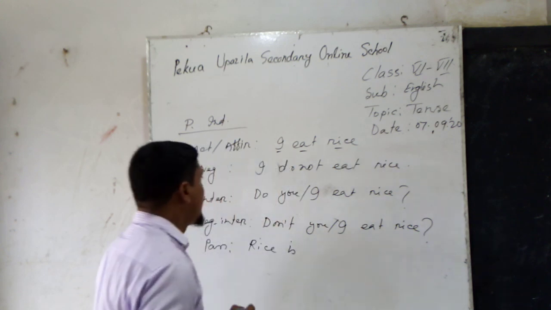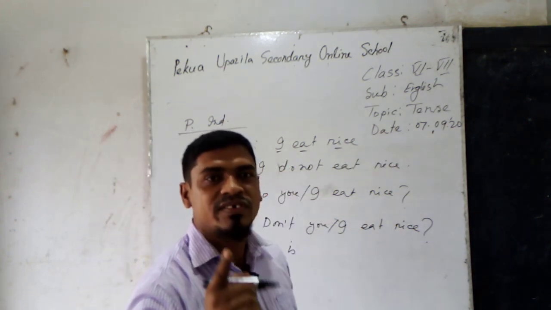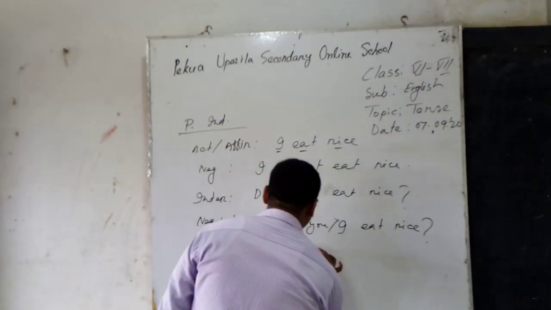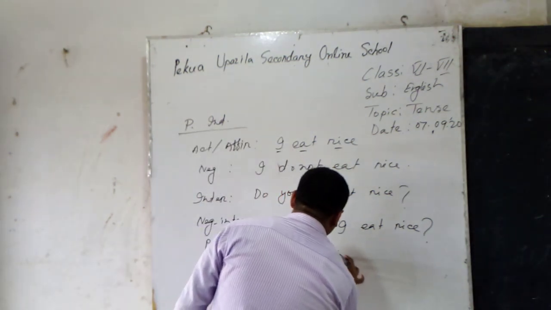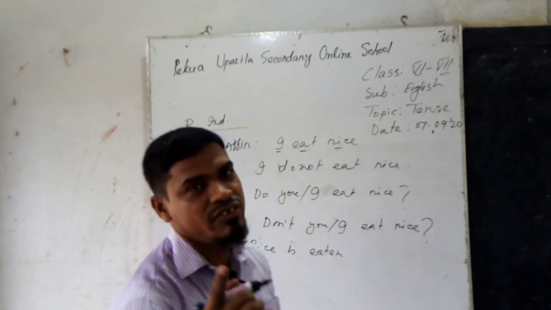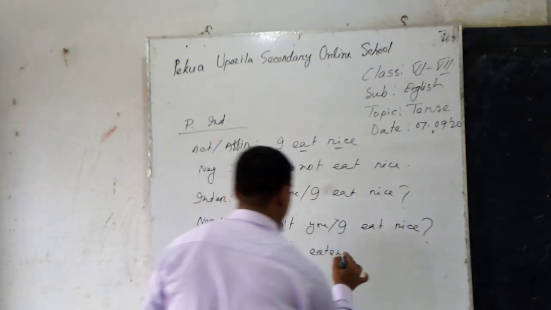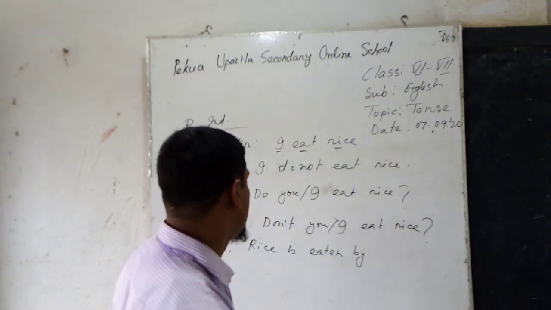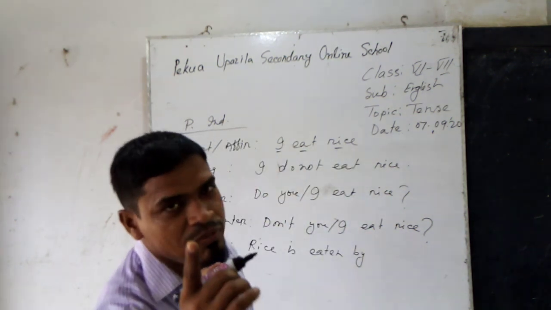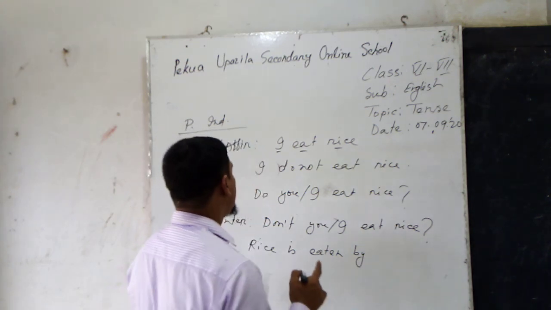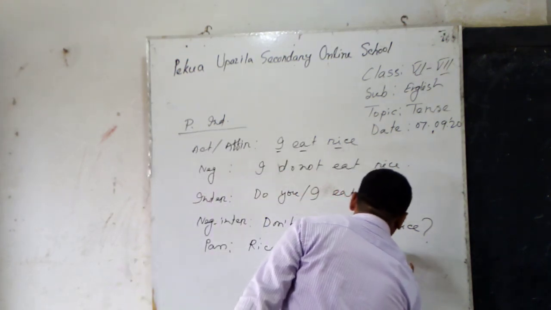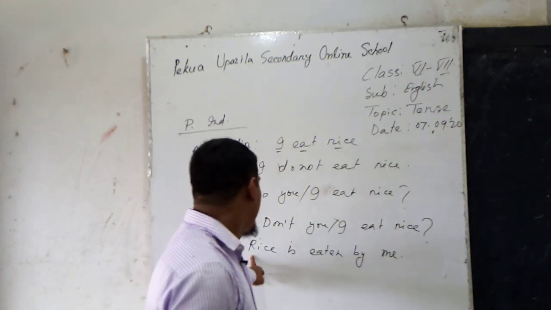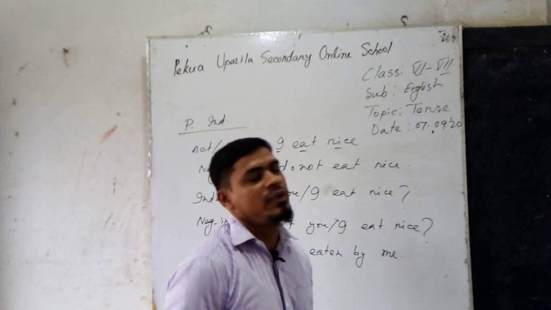Rice is. And then the verb changed into past participle form: eaten. Rice is eaten. You need to bring by after verb 3. I use this one, by. Rice is eaten by. And then the fifth row, subject changed into object. The objective form of I is me. That's why: rice is eaten by me.